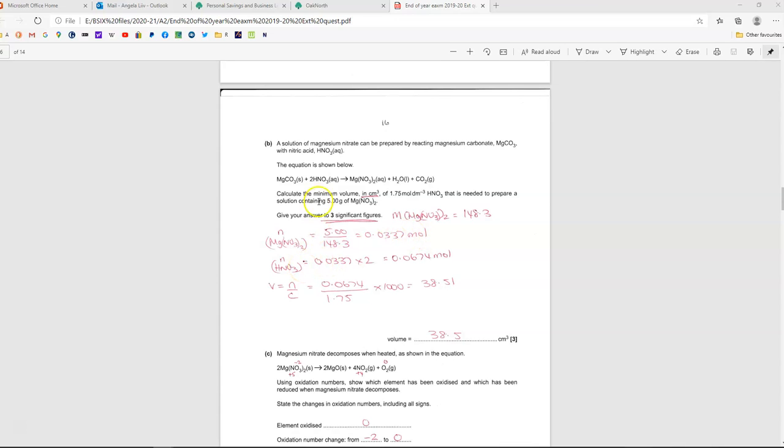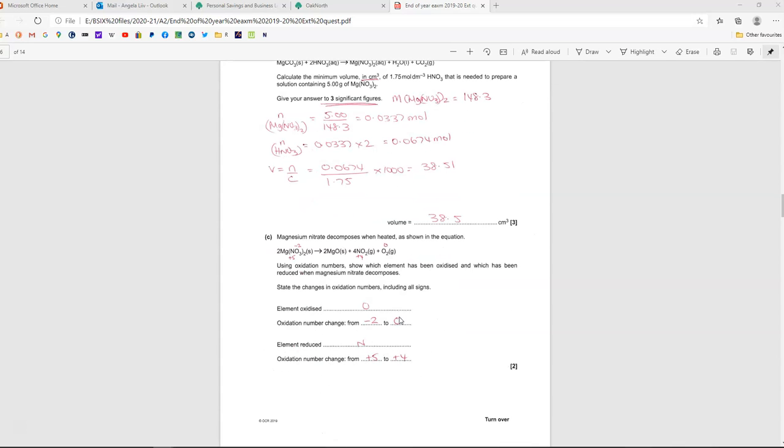For the number of moles of nitric acid, the ratio in the equation means you need twice as much nitric acid as you do magnesium nitrate. So you multiply that by 2 and then work out the volume. Pretty straightforward. Don't forget it's asking you for cubic centimetres, and it's also asking you to 3 significant figures. So, to get all the marks, you need to recognise that.